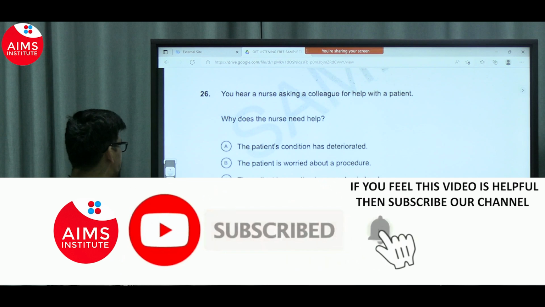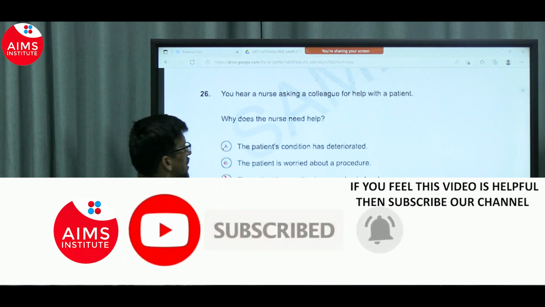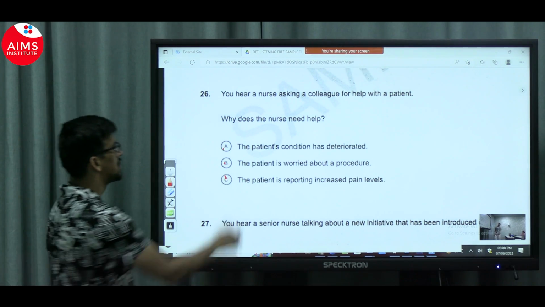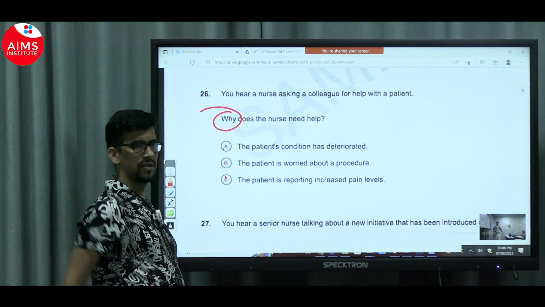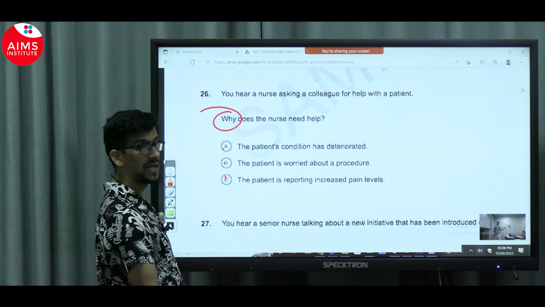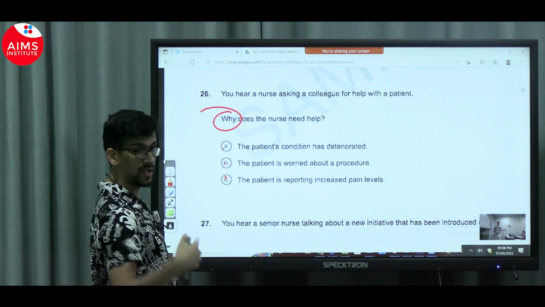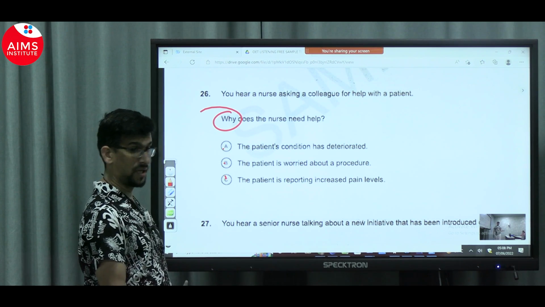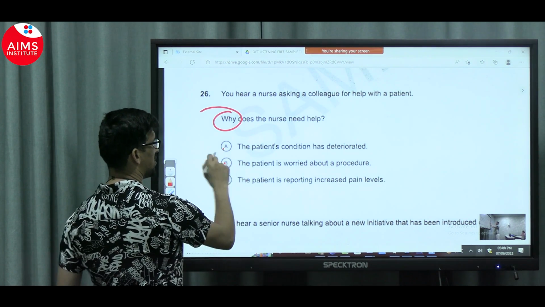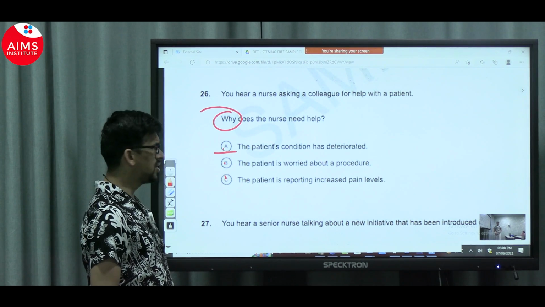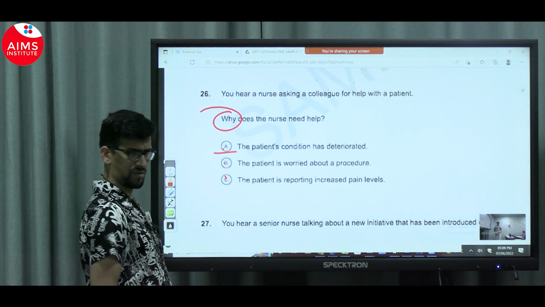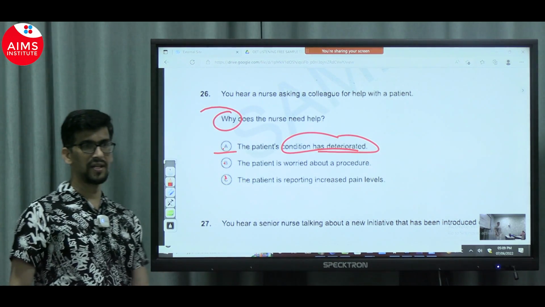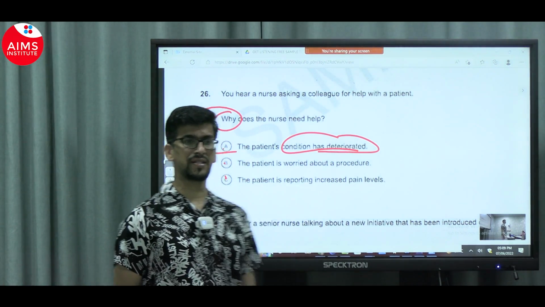Anyway, coming to the ABC options. The patient's condition has deteriorated. Why help? Patient's condition has deteriorated. He needs support. He needs CPR. Anything. So, what is the keyword? The patient's condition? No, deteriorated. Here they will say condition has deteriorated.